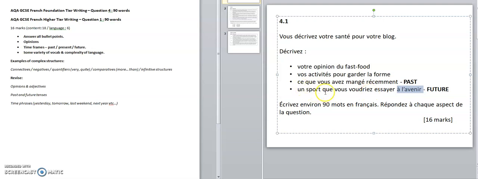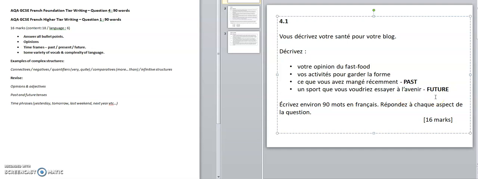So a sport, cognate, sport, future. That's all I need to understand. I need to write about a sport I'm going to do in the future. It does mean a sport which you would like to try in the future. But as long as I've got sport and in the future, I'll have answered the question.